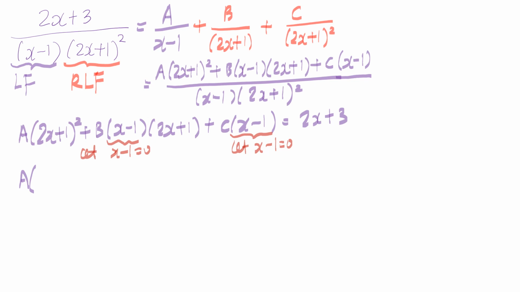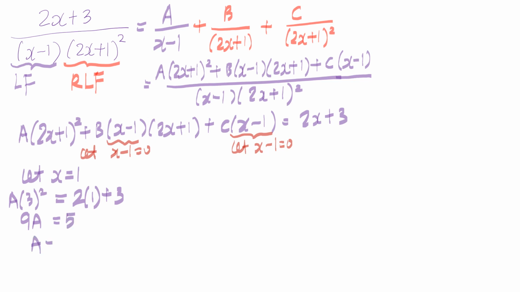Okay, so what do I have? I would have a bracket 2 times 1, that's 2, plus 1, to the power of 2. So b will be gone, c will be gone. Oh, I think I better write here, let x equal 1. So I would have 3 to the power of 2, b will be gone, c will be gone, equals 2 bracket 1 plus 3. I would have 9a, 3 squared is 9, 3 times 3 is 9. So 2 plus 3 is 5. a is 5 over 9.